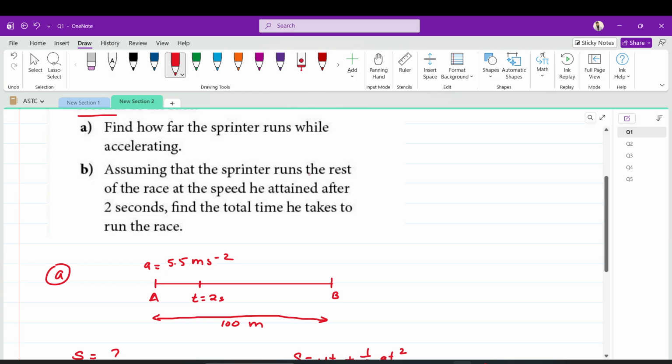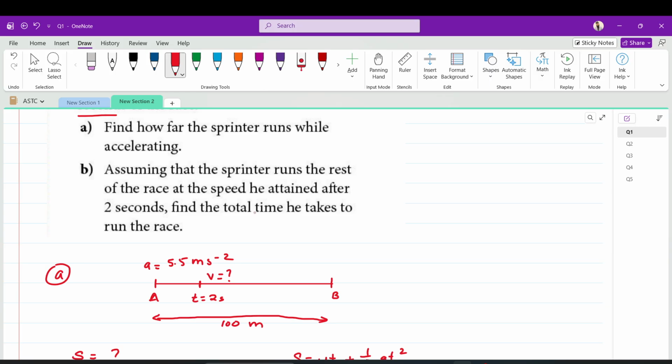Assuming that the sprinter runs the rest of the race at the speed he attained after 2 seconds, find the total time he takes to run the race. So there are two things, if you notice. It says assuming that the sprinter runs the rest of the race at the speed he attained after 2 seconds. So whatever velocity he had after 2 seconds, that velocity was maintained till the end of the race. So that means this is constant velocity, and in this region, the acceleration will be 0.